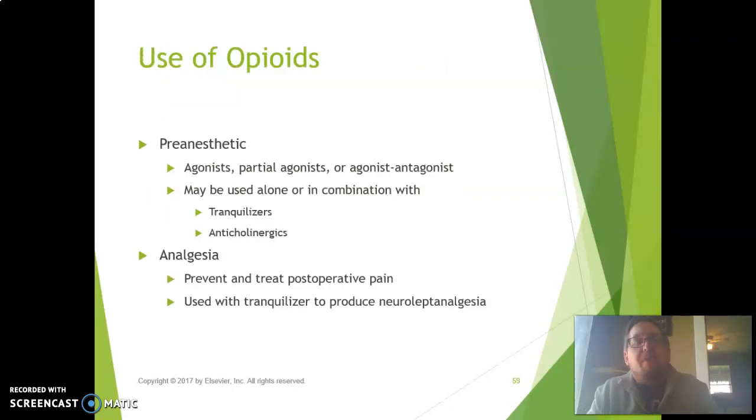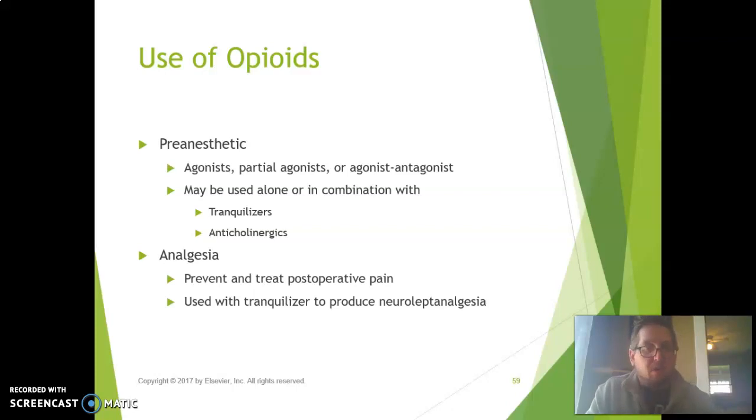So the main use of opioids is as a pre-anesthetic. You can see that there's a list there: agonist, partial agonist, and agonist-antagonist. That's the most common. And usually they are mixed with other drugs, i.e. a tranquilizer or an anticholinergic to increase that heart rate. And the main thing is analgesia, right? We prevent and treat postoperative pain, and we usually do this before the pain has actually been induced, i.e. before the surgery. Anytime we combine it with a tranquilizer, it is called a neuroleptoanalgesic.